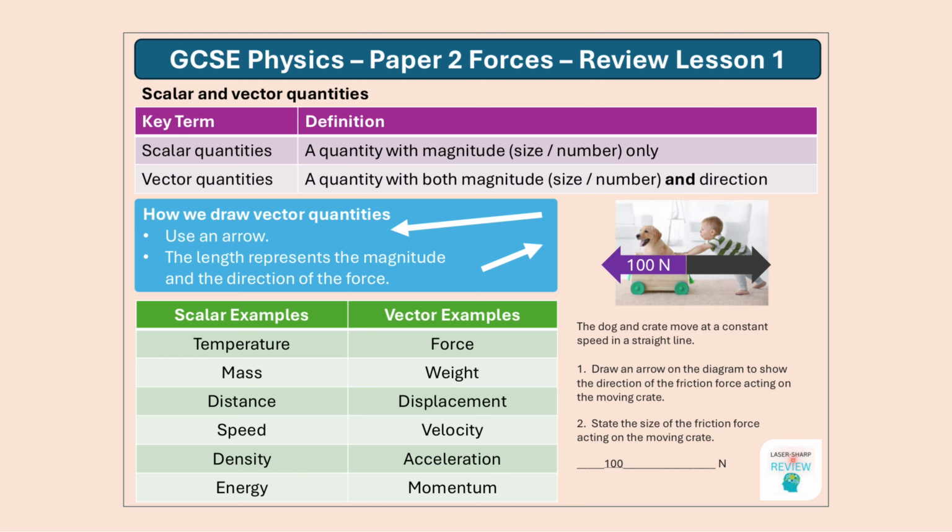For number 2, it says state the size of the frictional force acting. So we've got 100 newtons pushing forwards, we've therefore got 100 newtons pushing backwards, equal and opposite forces. When we talk about vector quantities, so a force, the size of the arrow represents the magnitude, 100, and the direction of the force represents the direction of the vector quantity. And in this case, it's to the right.